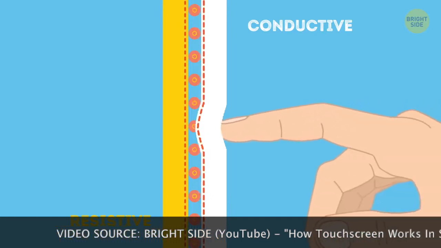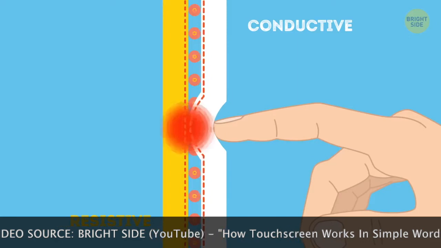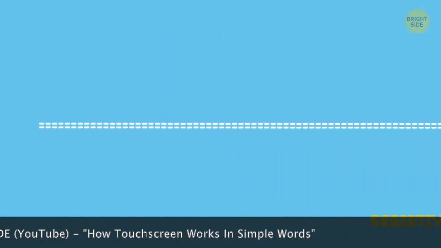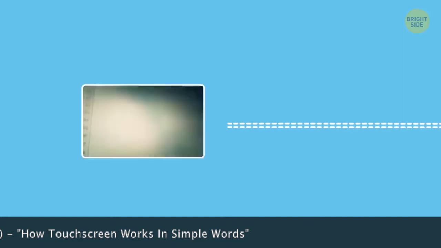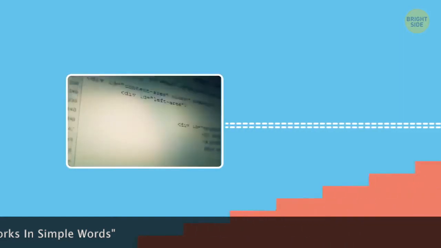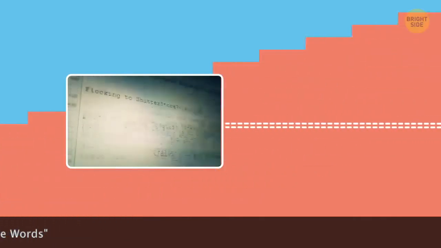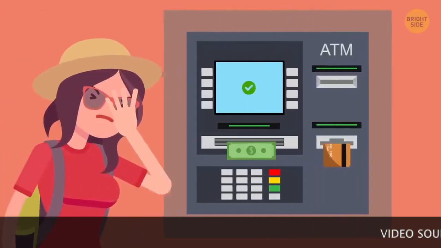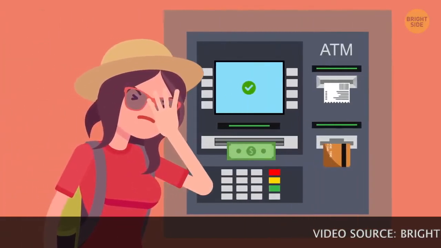Then, all of a sudden, your finger hits the screen. The two layers get squished together and the electric current changes. The device software feels a change in this particular spot and does its work, meaning that it fulfills the function that corresponds with that place. You click on the $20 button instead of the $50 button, and the ATM spits out your $20.